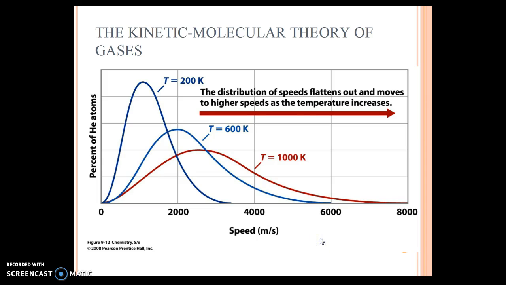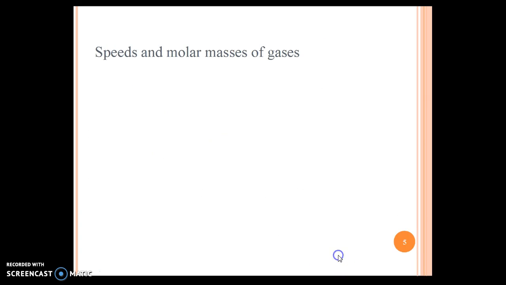When we do that, we get a distribution like this. At 200 Kelvin, we have a distribution that's kind of tall and clustered around slower speeds. When we heat the gas to 600 Kelvin, it spreads out and we get more and more molecules moving at higher speeds. And at 1000 Kelvin, we have even more molecules moving at higher speeds. The area under each of these curves has to be the same because the number of molecules is going to be the same the way we run the experiment.